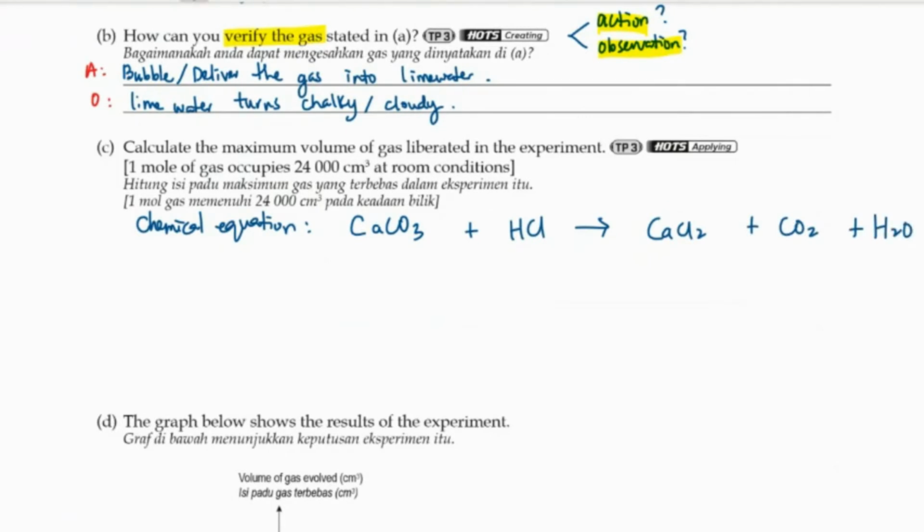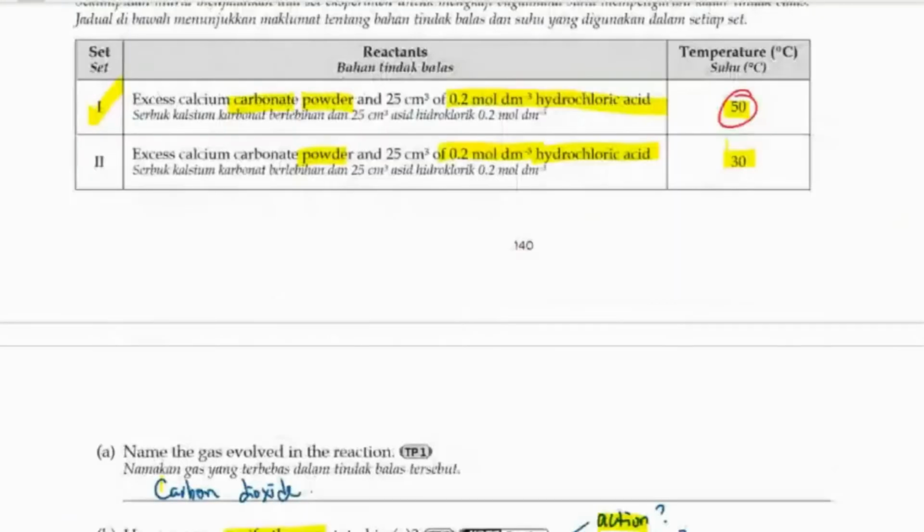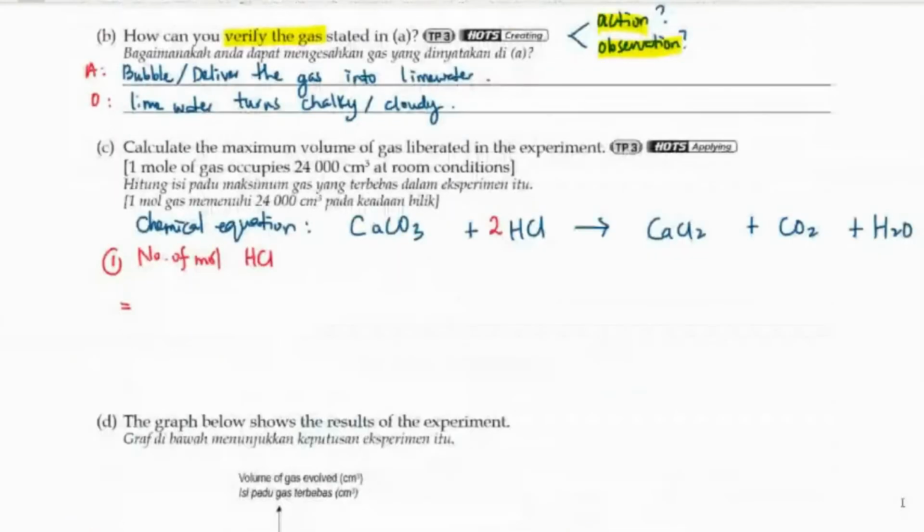So we have to balance the equation. So this one is 2. So first, we must calculate the number of moles for hydrochloric acid, because the calcium carbonate is in excess. So we must calculate this one. MV over 1000. Everybody calculate this. So you get 0.005 mol.